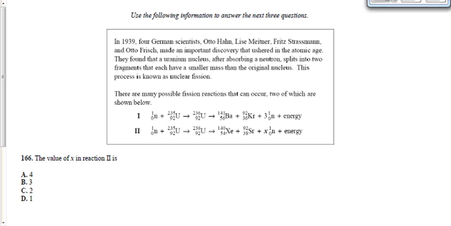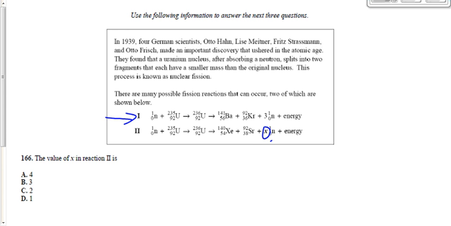Here's the one that we used as our example in our notes. Here's a completely different one. Both uranium-235 absorbing a neutron, but different possibilities, as you can see here. We want to find the value of X in reaction 2. That's the coefficient, right? We're just trying to determine how many neutrons we need in order to balance this equation, using conservation of charge and conservation of nucleons.